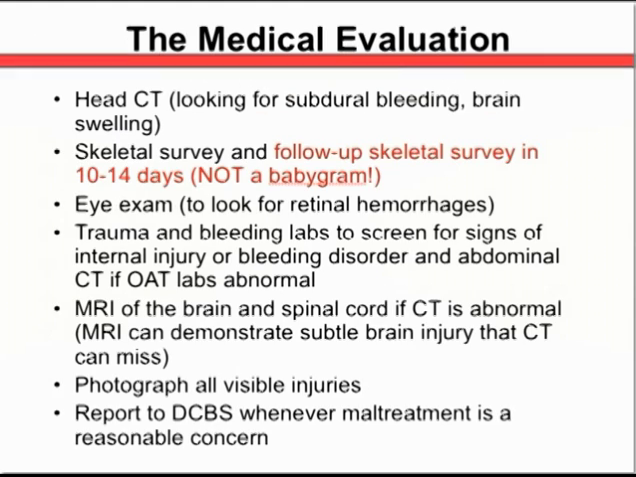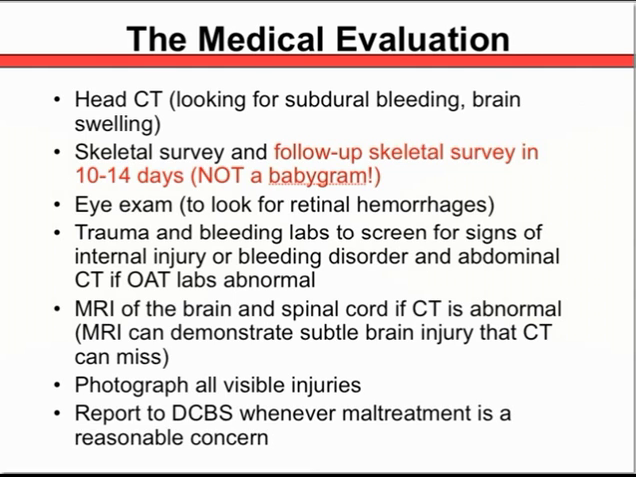The medical evaluation for suspected physical abuse involves a head CT. This is looking for subdural bleeding and brain swelling, and of course any other potential cause of the underlying sign or symptom. The skeletal survey and a follow-up skeletal survey in 10 to 14 days. It's important to understand that this is not the same thing as a babygram. The eye exam to look for retinal hemorrhages, trauma and bleeding labs to screen for signs of internal injury or bleeding disorder that could provide an alternative explanation for the findings.